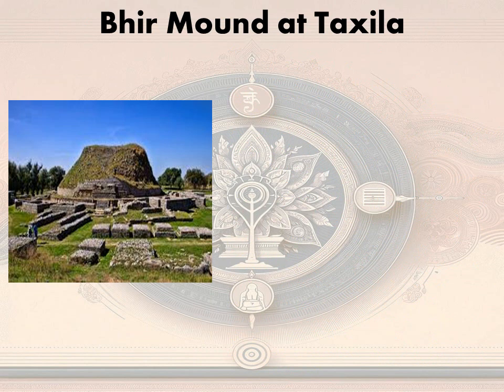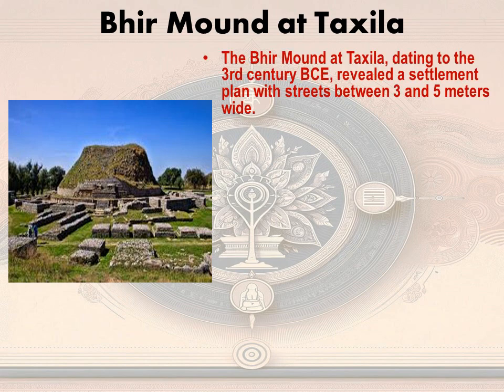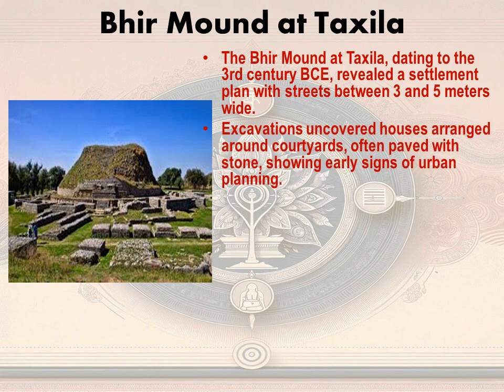Weed Mound at Taxila. Taxila is one of the most important sites in the whole of India's history, especially during the Mauryan times. The Weed Mound at Taxila, dating to the 3rd century BC, revealed a settlement planned with streets between 3 and 5 meters wide. So this mound dating to the 3rd century BC has very planned settlements where we find that the streets had a width of 3 meters and 5 meters.